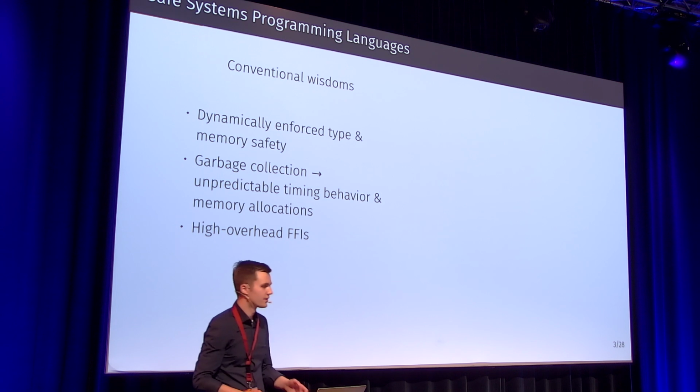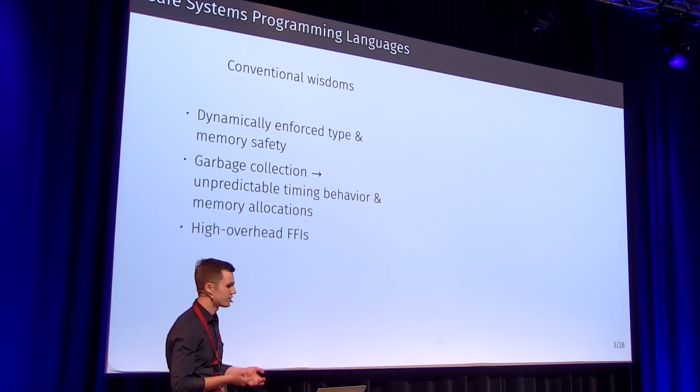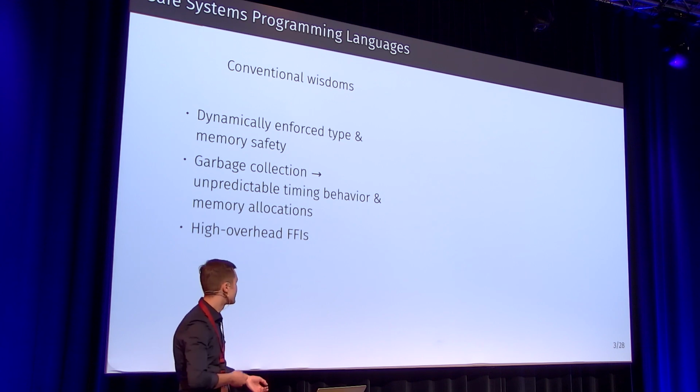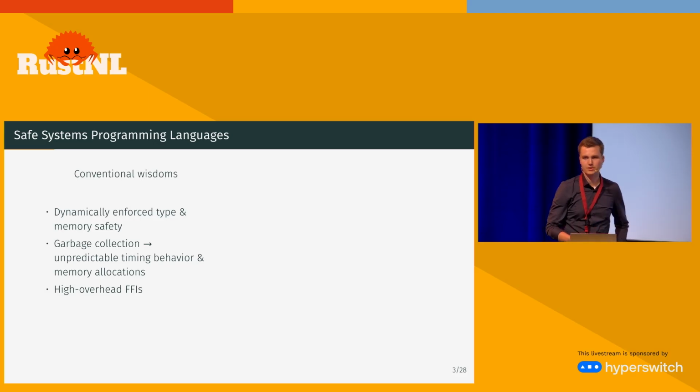But this raises a question, given that in the conventional wisdom, these memory safe languages have dynamically enforced type and memory safety, which introduces significant overheads. They typically tend to be garbage collected and thus introduce unpredictable timing behavior and memory allocations, and can have quite high overhead foreign function interfaces and interactions with native code. Why do we now see these languages popping up?